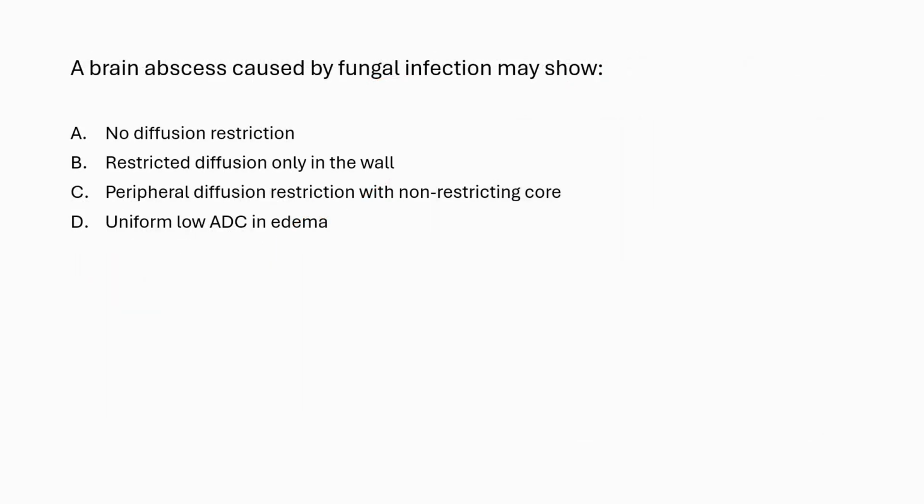Now the next question is asking about the brain abscess caused by fungal infection. So here is the fungal infection. This is a more specific type of brain abscess, the fungal infection. Options are: no diffusion restriction, restricted diffusion only in the wall, peripheral diffusion restriction with non-restricting core, and uniform low ADC in edema. Let's see the image.